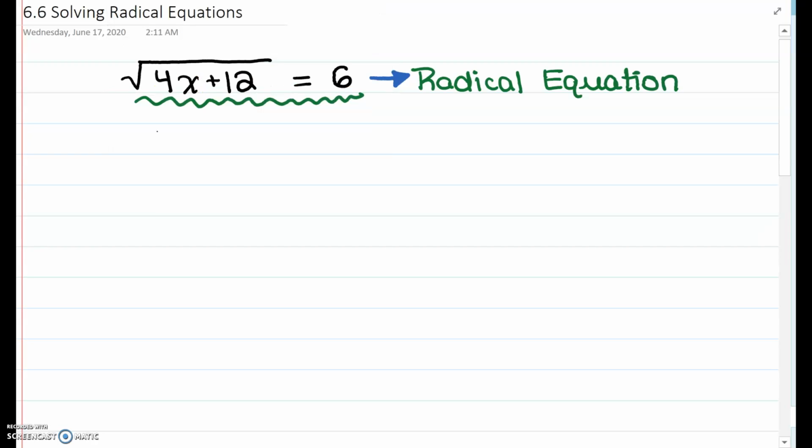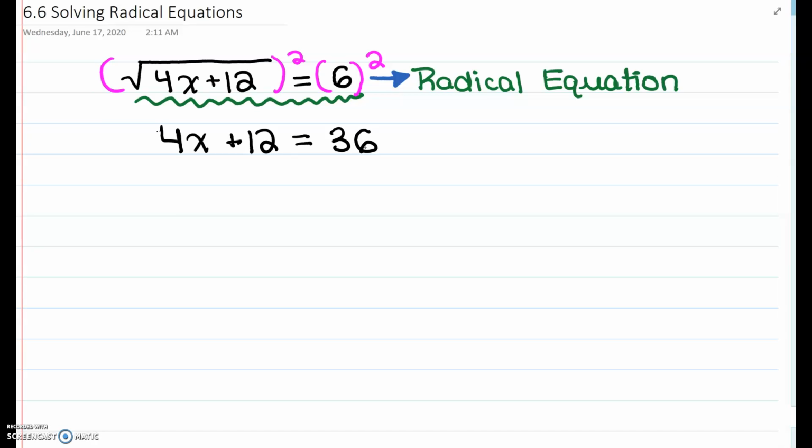The first step we have to do is raise both sides of the equation to the same power so the radical can eliminate. If we take the square root of both sides of the equation, then the radical on the left side will no longer be there. We will end up with 4x plus 12 equals 36. We are then left with a linear equation, so all we have to do is solve.